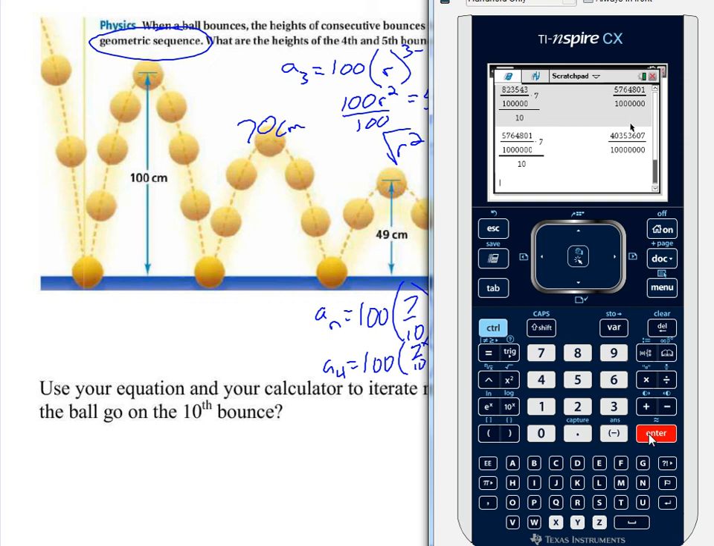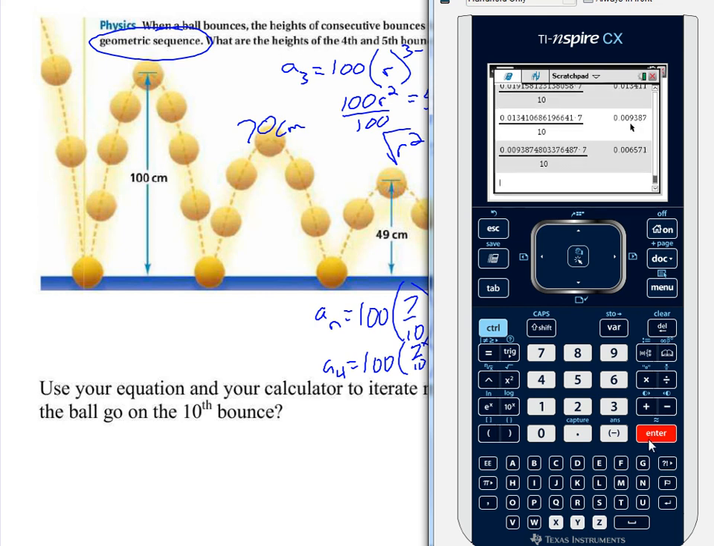If you don't like that, then start over. 100 and put in a decimal point. Enter. Oops. Why is it doing that? That's weird. And then put in a decimal point and then hit enter. And then multiply times 7 divided by 10. Hit enter. And then hit enter. And then hit enter. And now it's giving you the decimal. Hit enter repeatedly. And there is my 10th bounce. If I want to keep going, I can keep going.